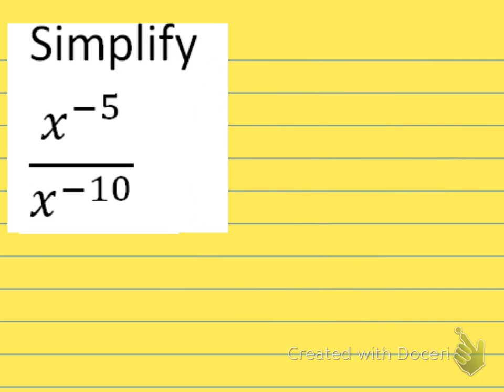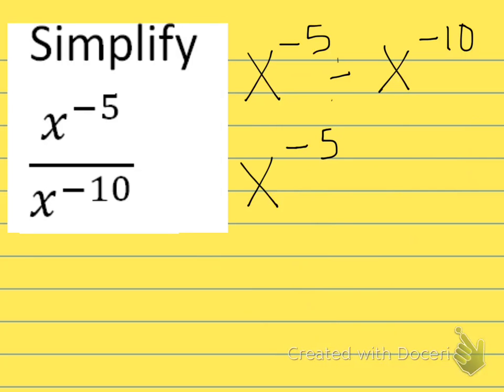Let's look at a second example. x to the negative 5th power divided by x to the negative 10th power. Again, you can rewrite it as a division problem, divided by x to the negative 10th. Again, all you have to do is subtract the exponents. Now, this is where you have to be careful with your integer operations. Remember a skill you learned from 7th grade. Negative 5 minus a negative 10.